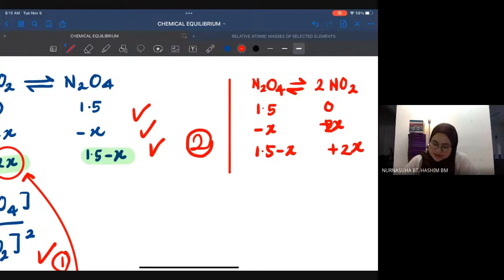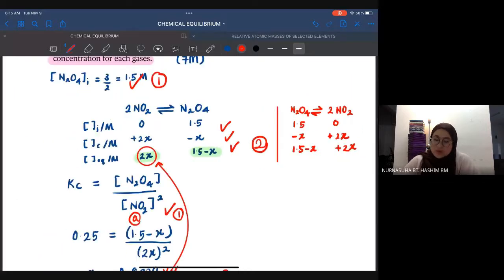Macam yang ni logik lah sikit kan yang madam ajar awak. Concentration of reactant decreasing, concentration of product increasing. However, dia punya triknya dekat KC ni nanti. Ingat tak masa 6.1 madam ada buat video kan? Okay. Kalau if the equation is inverse, KC pun kena inverse juga. Di mana KC akan jadi 1 over 0.25. Maksudnya awak kena cari KC yang baru.